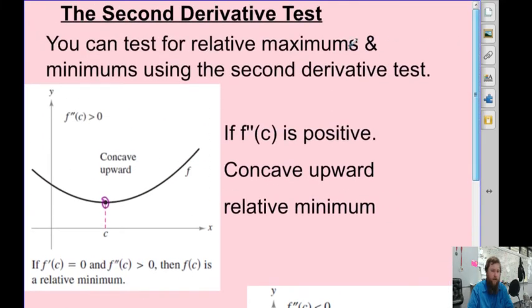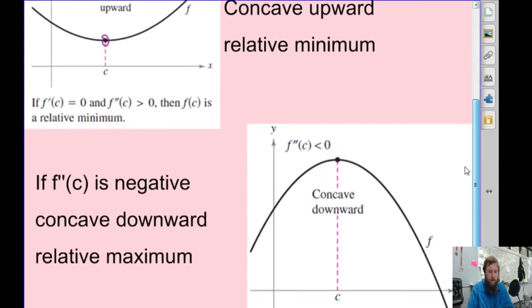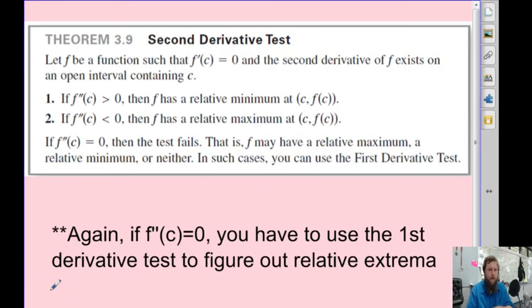So these are at those critical numbers. You still need to find those critical numbers to get to those points. But if the second derivative is positive or negative at those critical numbers, you can figure out if you have a relative max or min. You don't need to do the chart. So again, here's the theorem for the second derivative test.